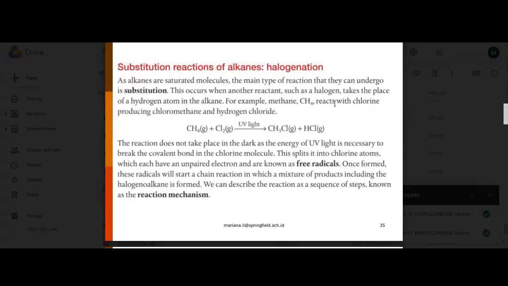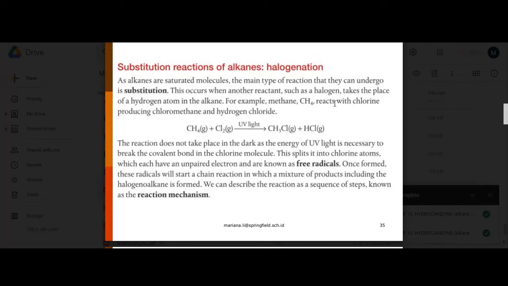Okay, so we have learned about combustion reactions of alkenes, how they form energy and can be used as fuel, but also form pollutants, and how to remove them. So we are done with the first reaction of alkenes, combustion.